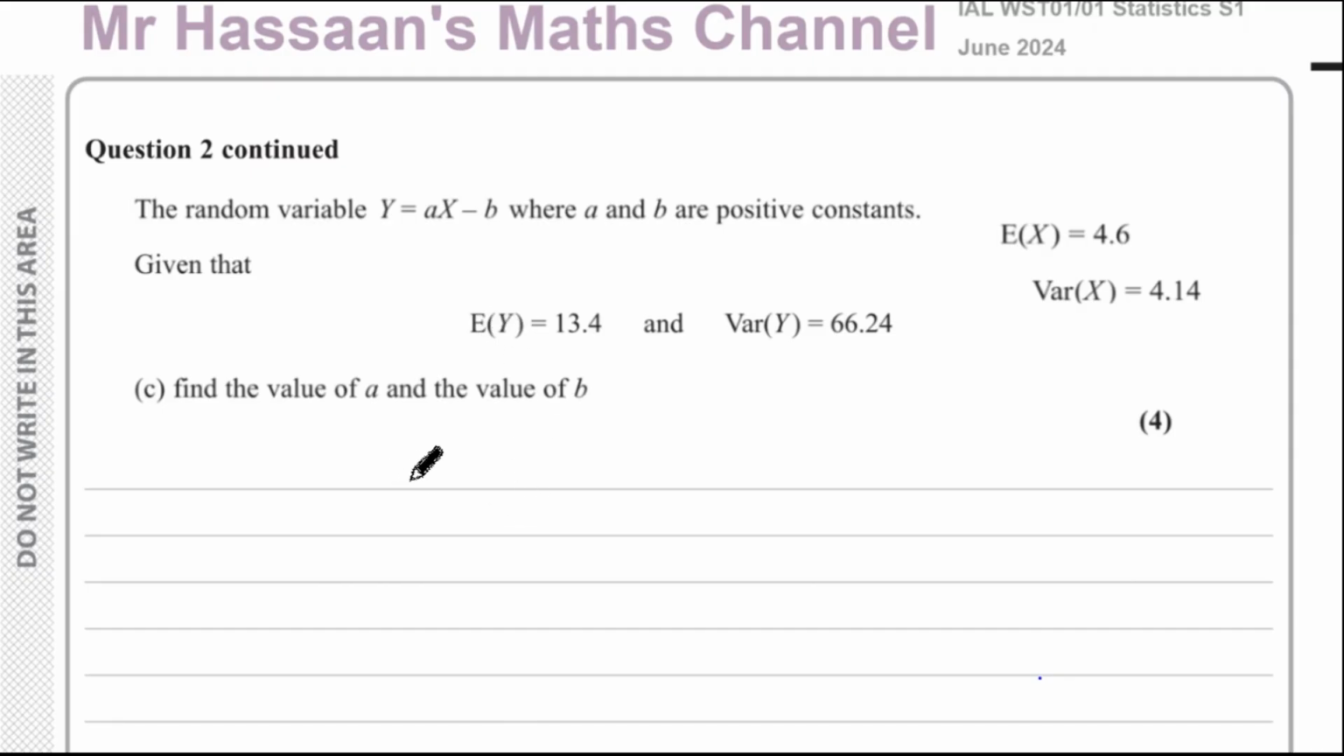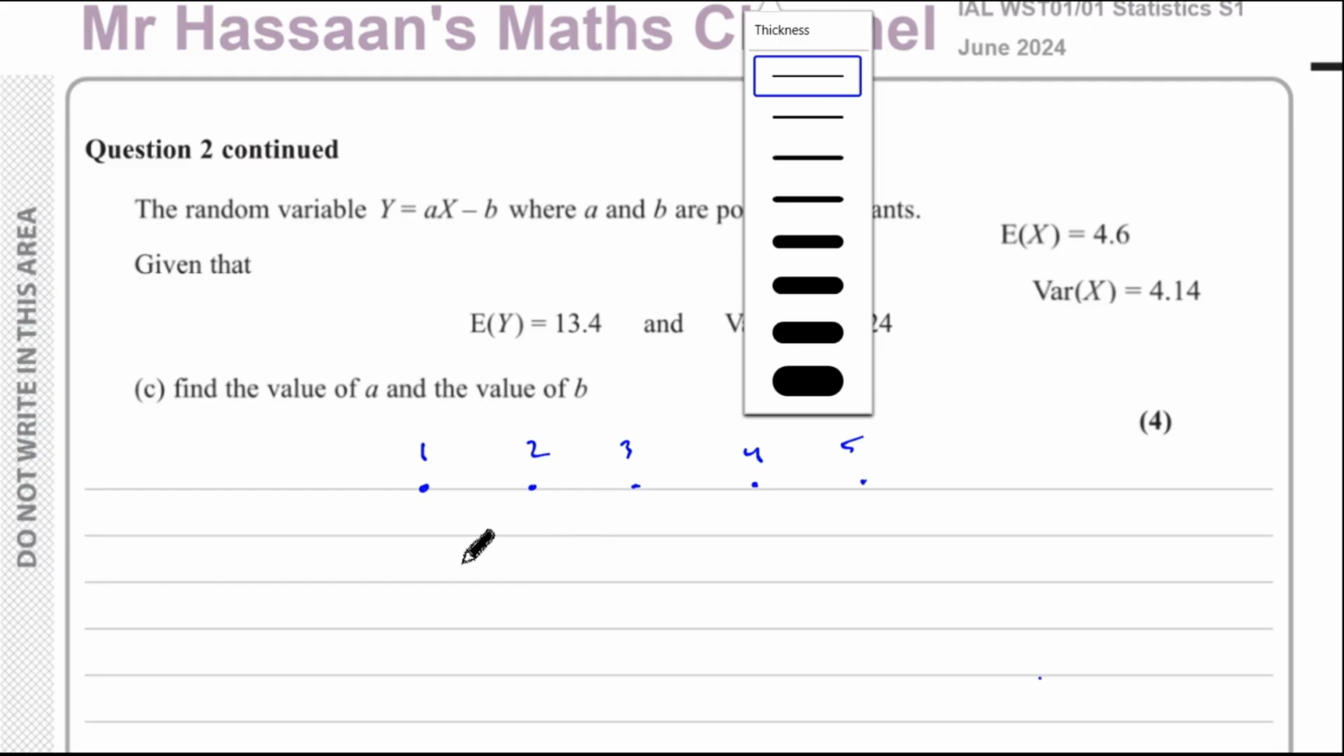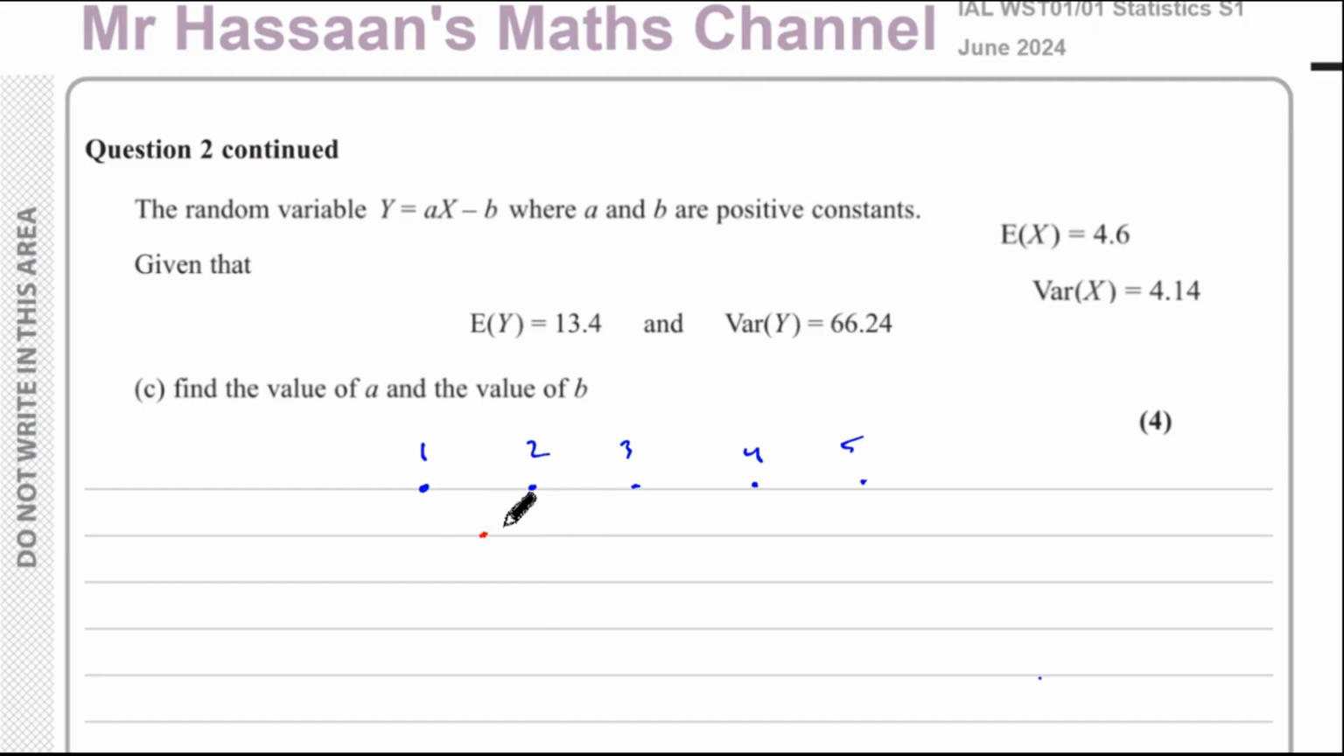So the variance is related to the spread of the data, and E(Y) is the mean of the data. Now, if I have some numbers, I'm going to represent them by these dots: 1, 2, 3, 4, and 5. If I were to add 1 to each entry, the new values would be: the 1 would become a 2, the 2 a 3, the 3 a 4, the 4 a 5, the 5 a 6.